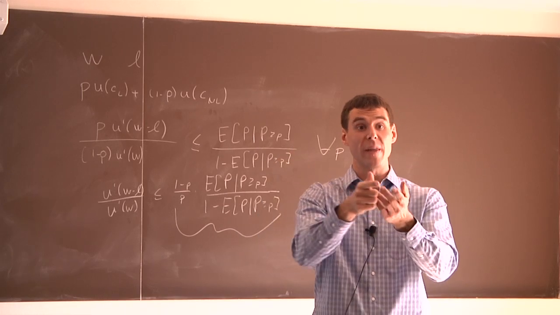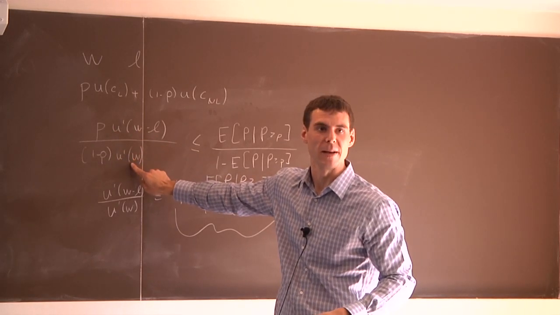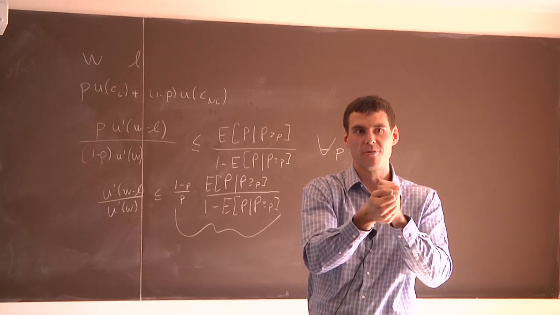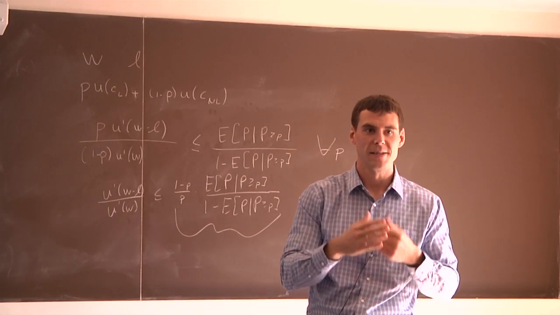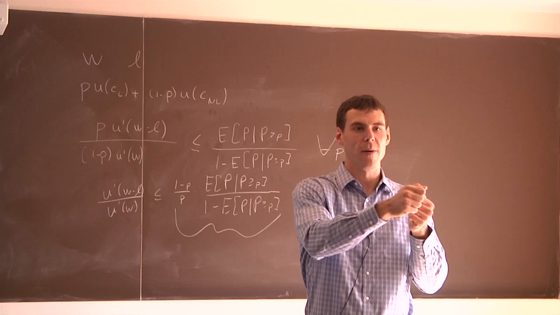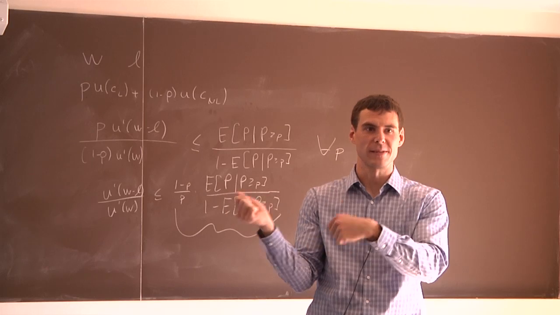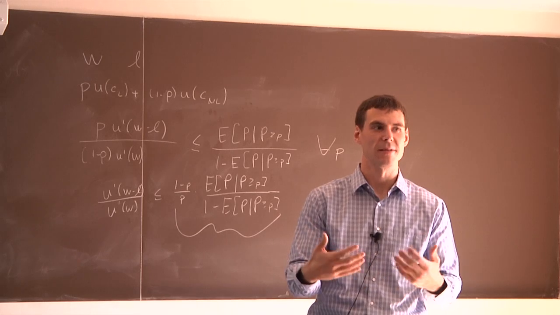Your willingness to pay for that policy is given by p over 1 minus p times u prime of w minus l over u prime of w, because on the margin that's your marginal rate of substitution between those two consumption states. And so the condition here is that if nobody in this room is willing to pay that average cost of those worse risks in order to get some insurance, then there's not going to be any insurance market. The market's unraveled in the sense of Akerlof.